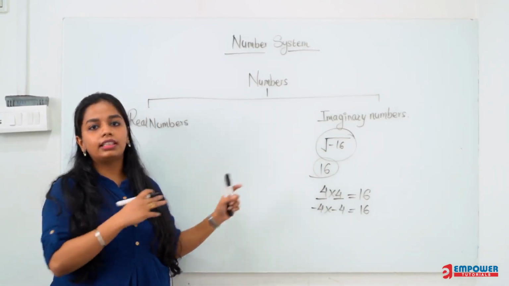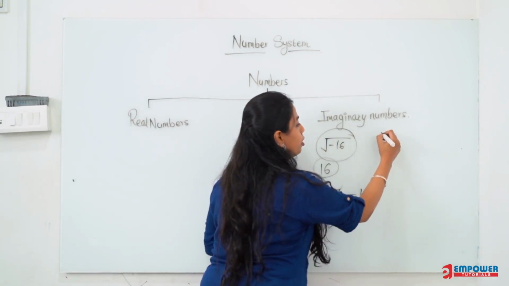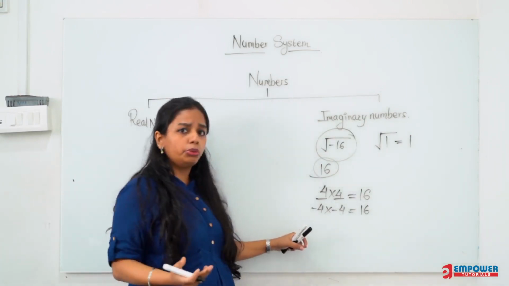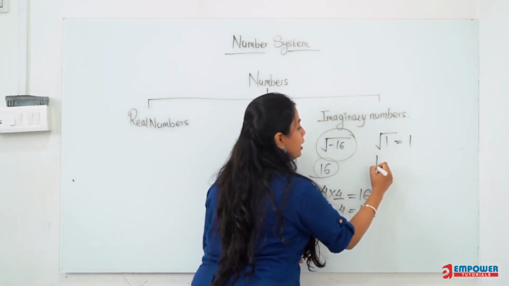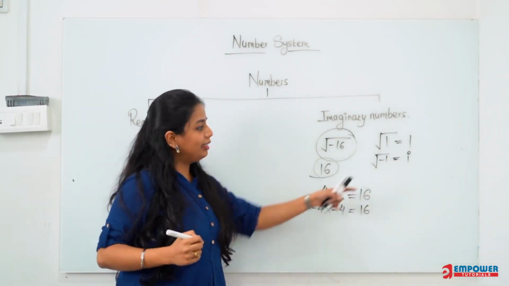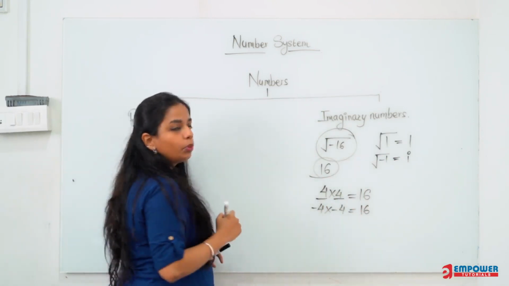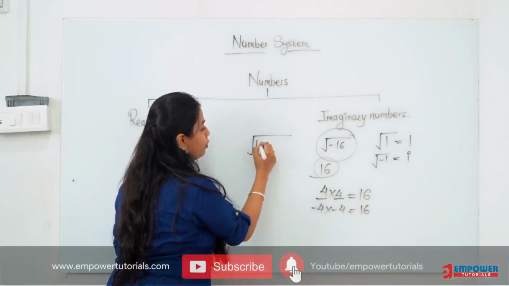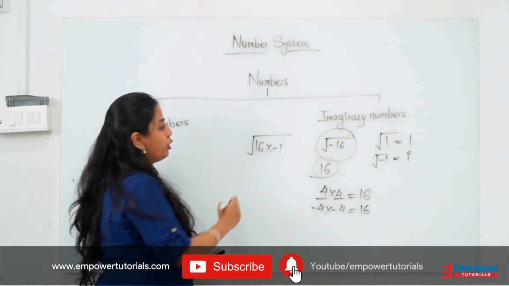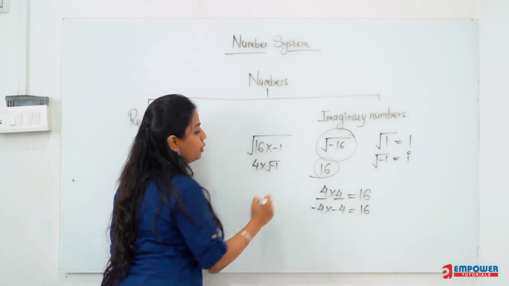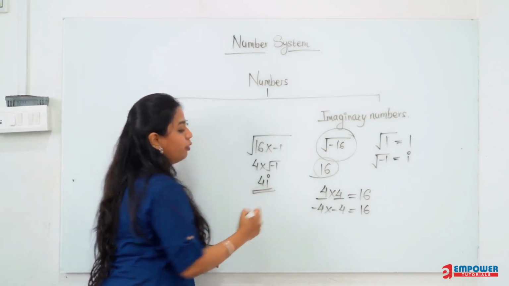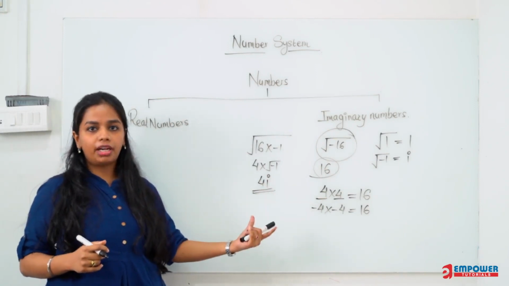Now how to represent this type of number? We know the square root of 1 is 1. But if I ask you to take the square root of minus 1, is it possible? No. So we represent it as i, an imaginary number. If you want to take the square root of minus 16, can I write it in this form, 16 into minus 1? Now I know the square root of plus 16 is 4. So this is 4 into root minus 1, and root minus 1 is equal to i. So I will represent it as 4i. This is nothing but your imaginary number.